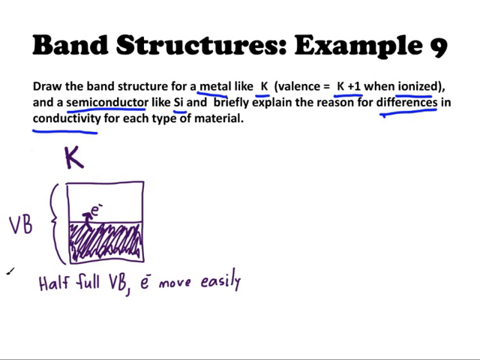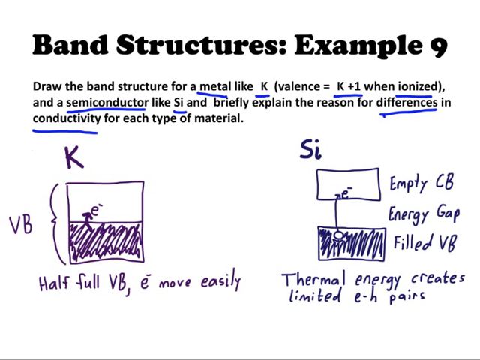When you have the half-full valence band structure, the electrons move easily from the full states to the empty states because the higher energy states here are easily accessible. Now, for a semiconductor like silicon, we have a filled valence band followed by an energy gap and then an empty conduction band, such that thermal energy creates limited electron-hole pairs. The electron will jump the gap with this thermal energy, leaving behind an electron hole.